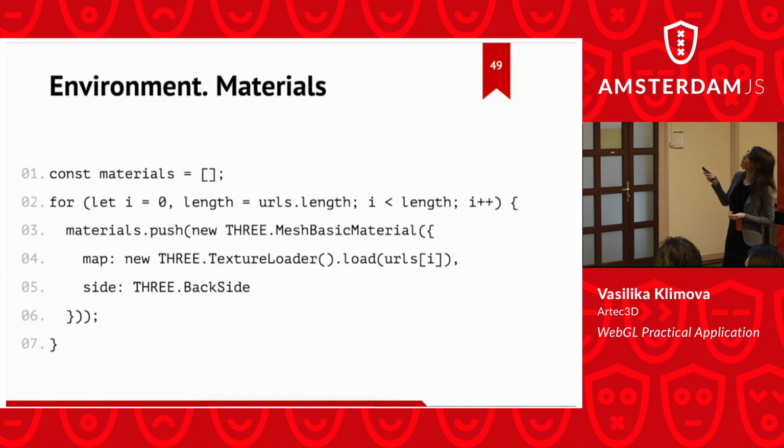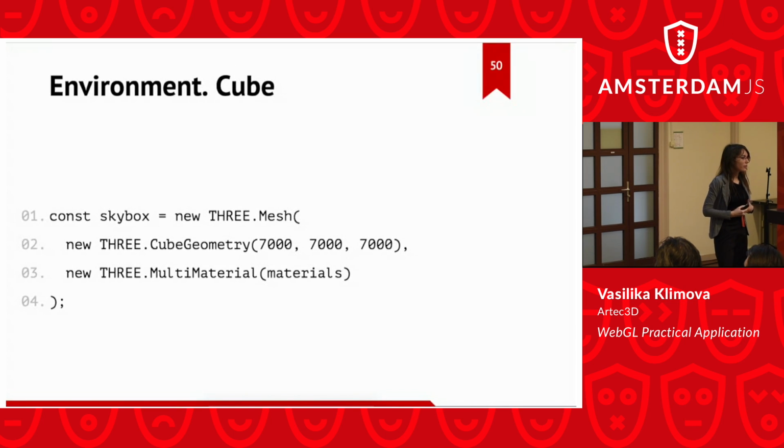Here in the loop, we can create a new basic material and map these images to this side. And then, in the end, we can create the mesh and use this material. This material consists of 6 different materials and a cube geometry with 6 sides. And that's all. When you create it, you just put the camera inside this cube and can see everything that happens around you.